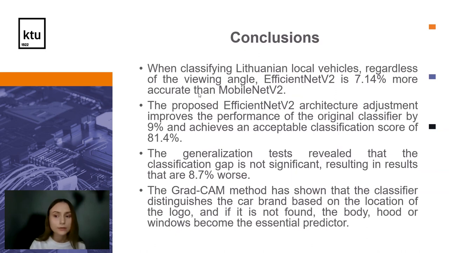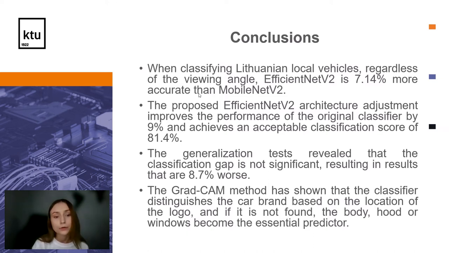So as a result, the investigation's findings are as follows. First, when classifying Lithuanian local vehicles, regardless of the viewing angle, EfficientNet is more than 7% more accurate than MobileNet. And the proposed EfficientNet architecture adjustment improves the performance of the original classifier by 9% and achieves an acceptable classification score of 81.54%.